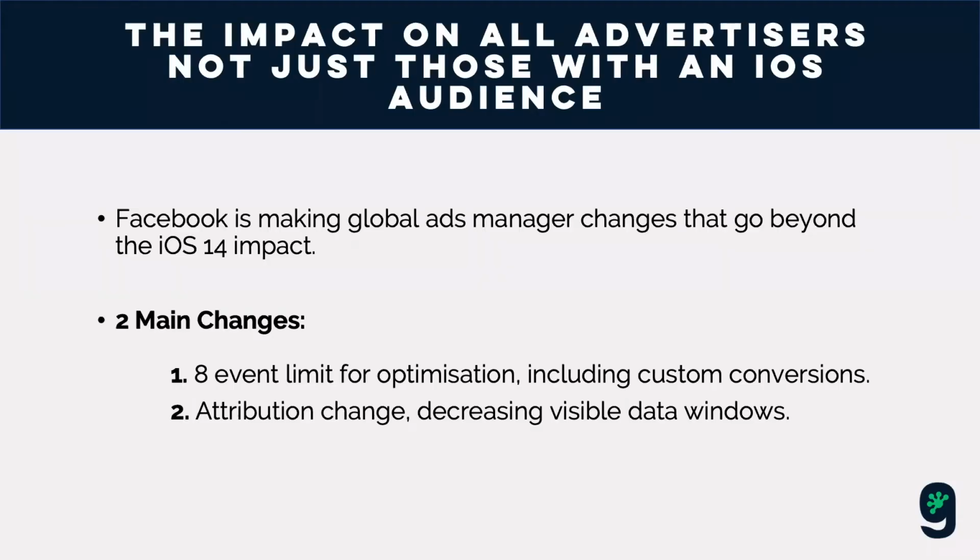And there's two main changes here. The first one is an 8 event limit for optimization, including custom conversions. And then the second one is an attribution change, decreasing the visible data windows from a 28-day click to only a 7-day click, and from a 28-day view to only a 1-day view. And so overall, we're going to be looking at a likely negative impact to attribution and reporting.